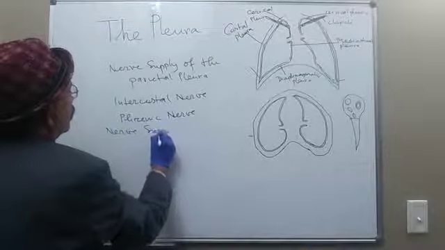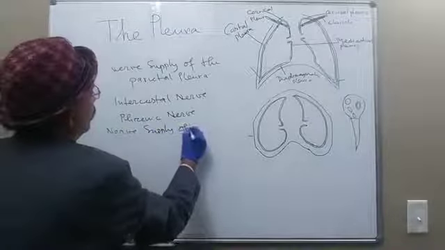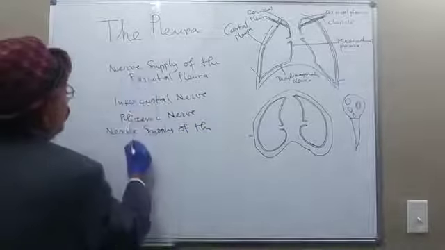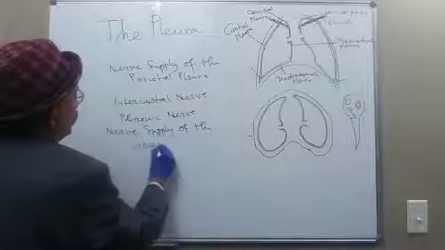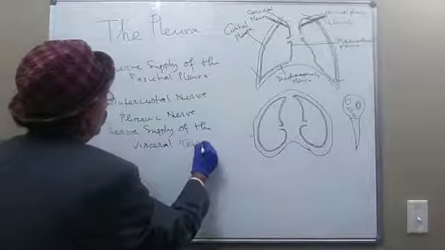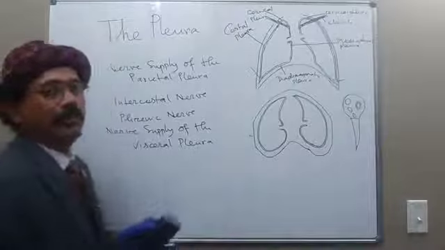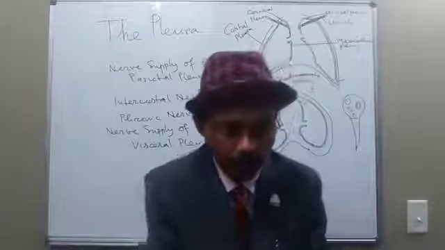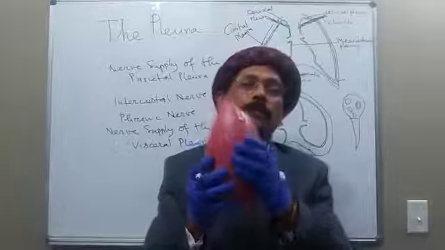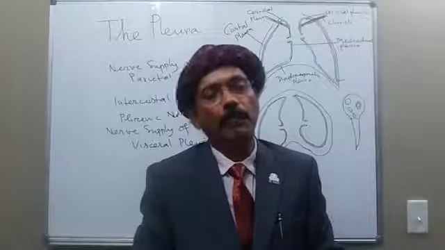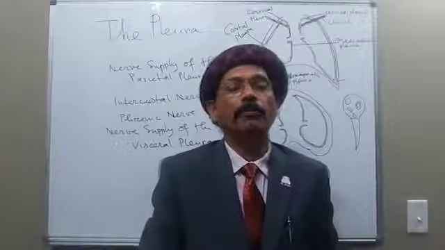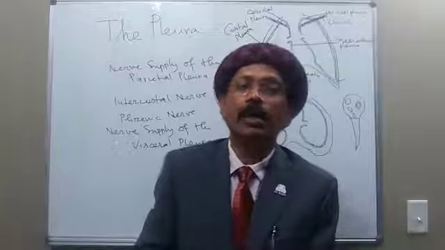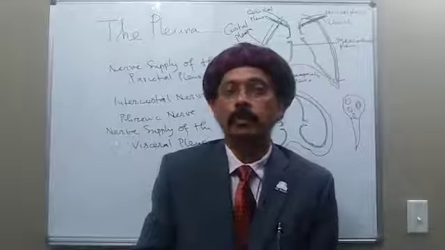Nerve supply of the visceral pleura, or pulmonary pleura. Okay. Nerve supply is that of the lung. We know that. Visceral pleura, the pleura is inseparable from the lung tissue, and developmentally the visceral pleura develops from the splanchno-pleuric mesoderm, and the parietal pleura develops from the somatopleuric mesoderm.